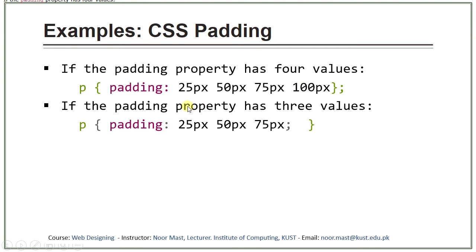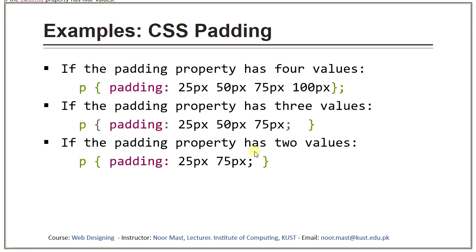If the padding property has 3 values, then it means to apply 25 pixel padding at the top, while apply 50 pixel padding at the left and right side, while 75 pixel padding at the bottom. If the padding property has 2 values, then it means use this first value to apply 25 pixel padding at the top and bottom, while to apply 75 pixel padding at the left and right side of the element.